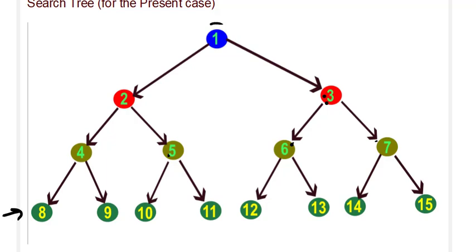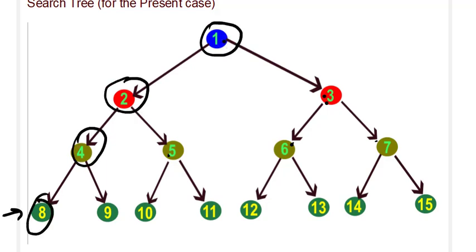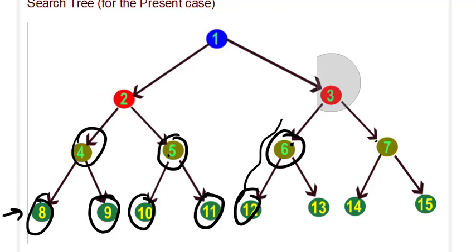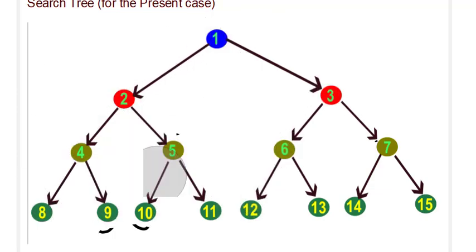So it first searches 1, then 2, then 4, then 8, comes back again, goes to 9, then comes back again here, so it comes to 5, then 10, then 11, then comes back here to 3, then 6, then 12. So it goes through the depth, but as it is a combination of BFS and DFS, it increments the depth level after every iteration until the solution is found.